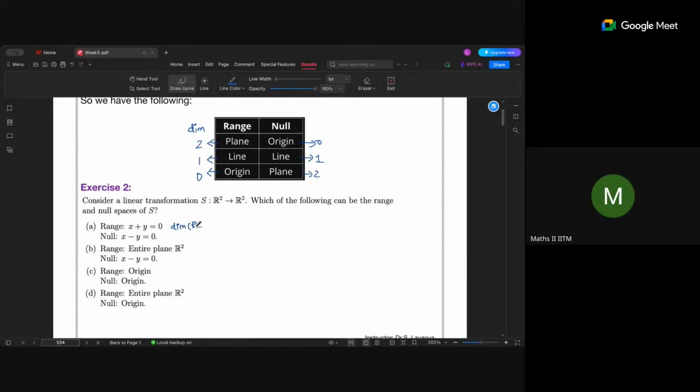Dimension of range. Can you tell me? Ma'am, 1. Yes, because it is a line. Good. Dimension of null. Let's write it for each case. So for A, it is 1. Dimension of range is 1 and null is also 1. So is this possible?